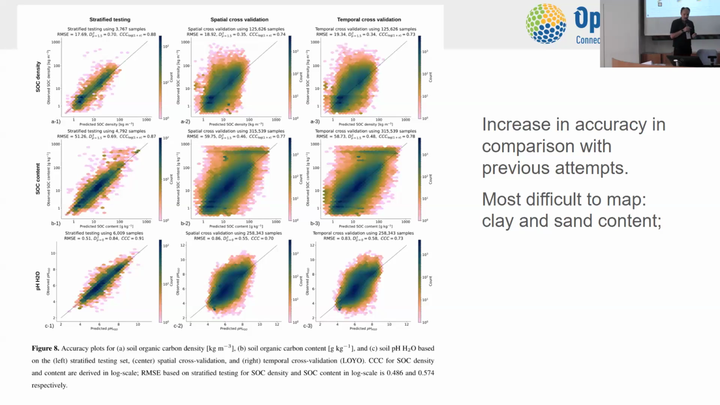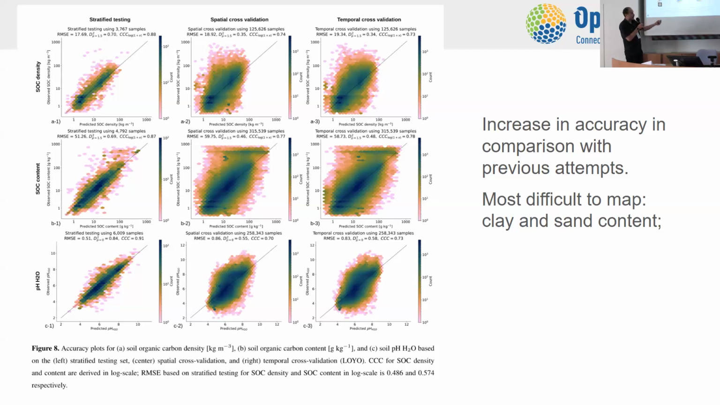These are the results. We have quite some improvements in accuracy in comparison to previous attempts. This one on the left is just using stratified point samples and out-of-bag samples, so these samples are not used at all in any training or fine-tuning. This one is with spatial blocking, testing how well you perform if you move away 100 kilometers from the points. So you see the accuracy somewhere in between. This is a bit more pessimistic, this is a bit more optimistic.